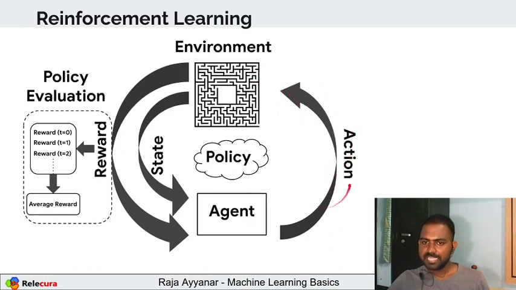So it will take an action in the environment, and it may win, it may lose. If it wins, I will give the reward. If it loses, then there is a penalty. So the whole idea is this policy evaluation. The agent has to learn what action should I take so that I can get more reward. So that's the optimization problem here. This is called reinforcement learning.